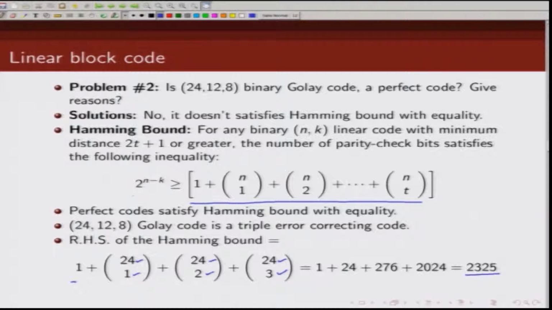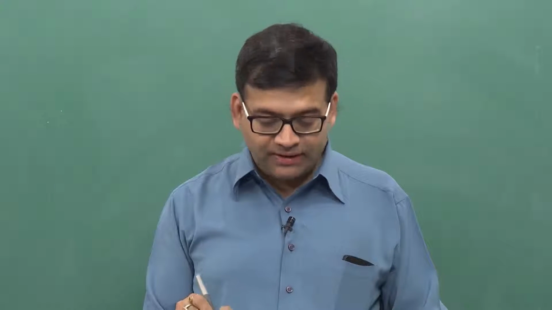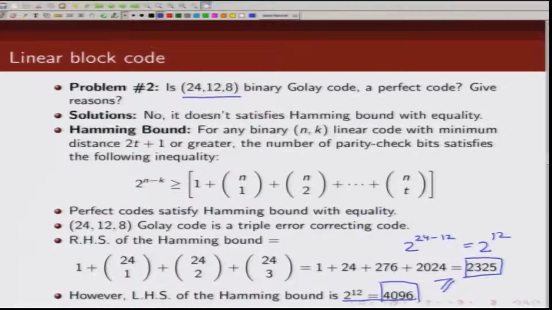Now, let us look at the left hand side. This is 2 raised to the power n minus k. Here n is 24, k is 12, so this will be 2 raised to the power 12, which is equal to 4096. Note the left hand side is greater than the right hand side. Left hand side is 4096, right hand side is 2325. So, this particular code does not satisfy the Hamming bound with equality, and hence it is not a perfect code.